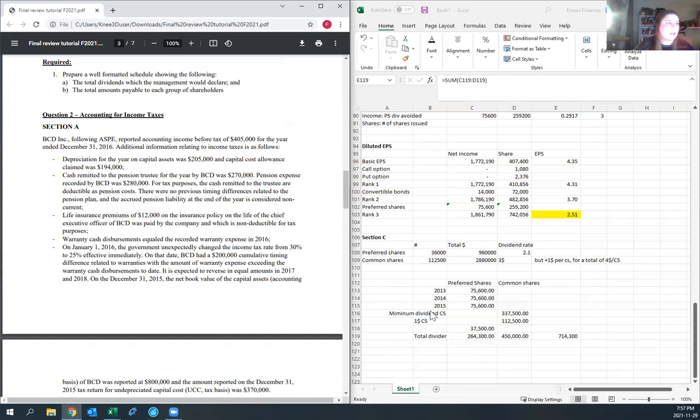So the calculation, what I did: the amount of dollars that the common shareholders are getting for the participation, divided by their book value. So I get the percentage of participation of the common shareholders. And then I do that percentage times the book value of our preferred shares.